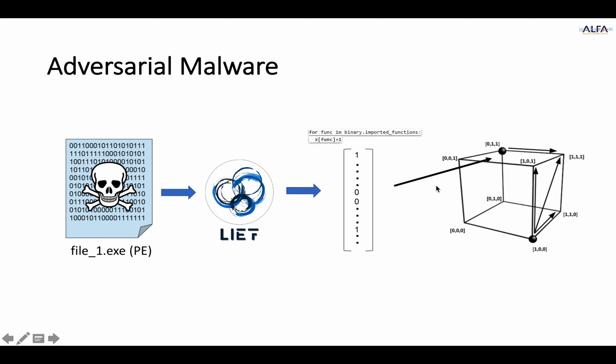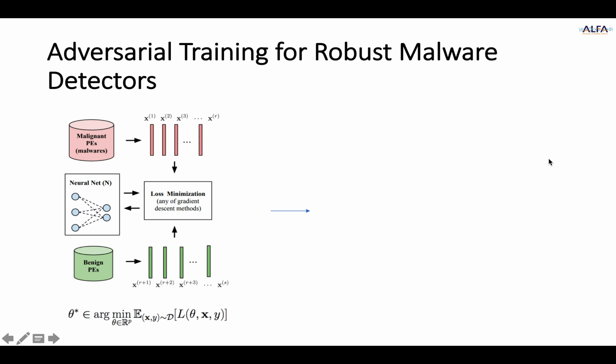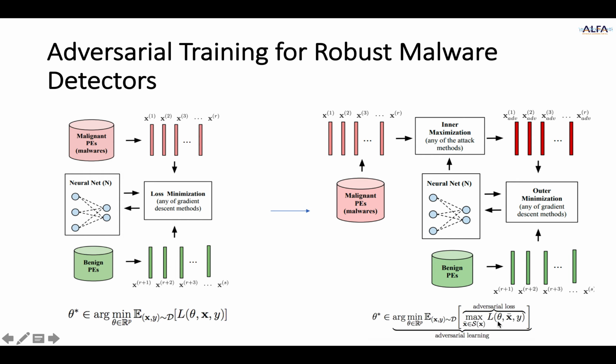And so a robust malware detector should take into consideration all the possible vertices that a specific PE file can go to. And so with that, the standard setup of training a detector moves or translates from the natural training setup of minimizing the loss towards minimizing the worst possible loss that the model could have by changing the features or changing the vertices of a specific PE file.